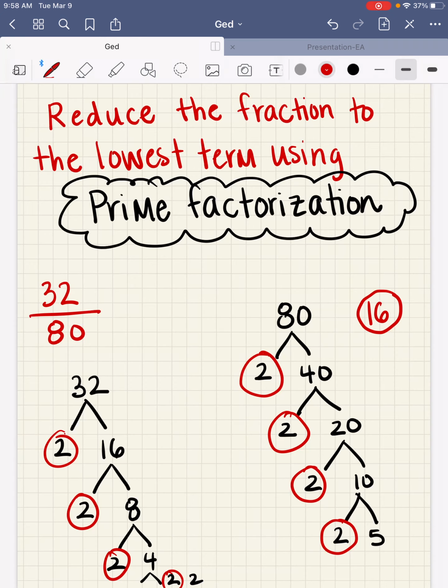So now I need to divide both 32 and 80 by 16, and I'm going to get my lowest term. So 32 divided by 16 is 2. And 80 divided by 16 is 5. So my lowest term of that fraction is 2 over 5, or 2/5, and we found that by using prime factorization for both 32 and 80.